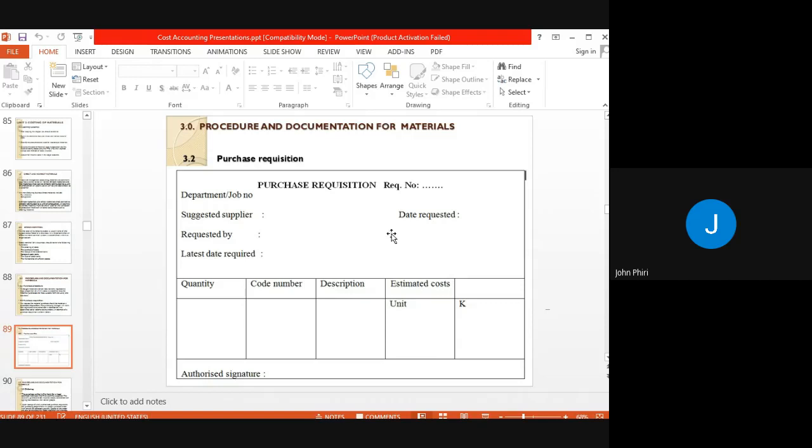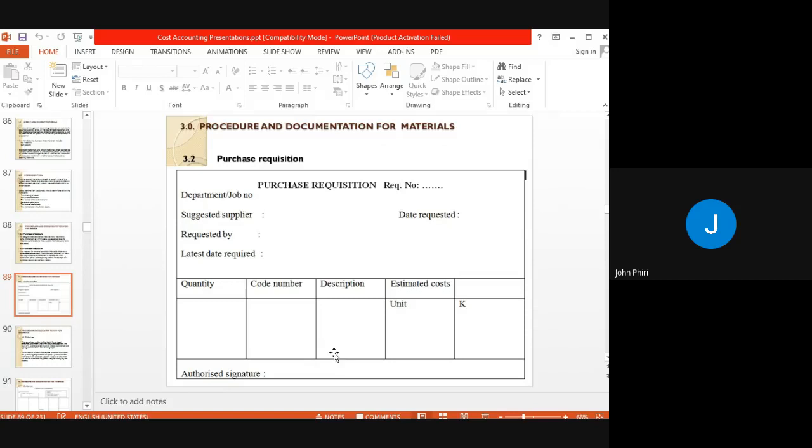And then you have quantity, the code number. Code number is the code of the component or material. Then the description. It can say raw materials for production, for example, or components for repairing, things like that. Then the unit price, how much it costs, and how many. You remember you have done a quantity here. So if it's 5, per unit is 100, then you have a total of 500. And then you raise that to somebody who's going to sign here as authorized signature. That's the way you raise a requisition.